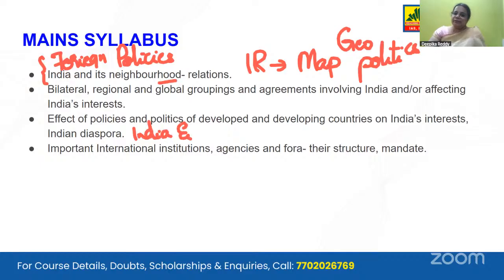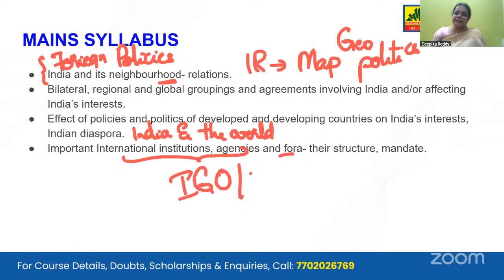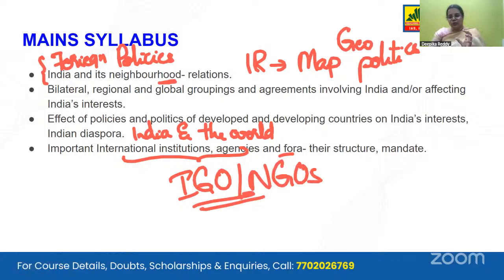The difference is that there we focus on the neighborhood; here it is about India and the world. India-America, India-EU, India-Australia, India-UAE, and the developments that are happening across the world. Currently, our delegations that have gone to different countries are very, very important for your next year's prelims. And then important international institutions, agencies, and fora. This is about the IGOs and NGOs that are there. Important IGOs and NGOs are usually asked; their background information is asked more.